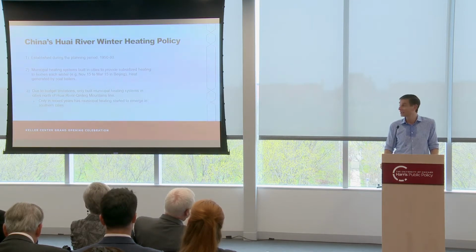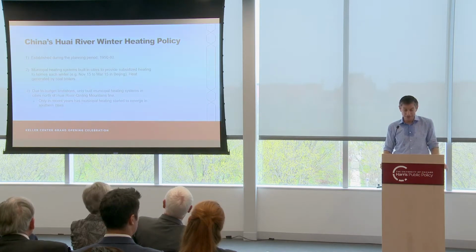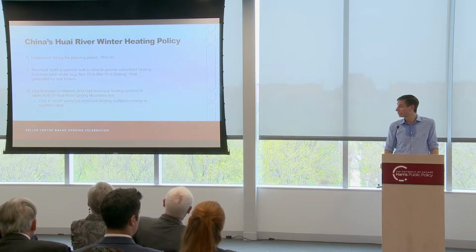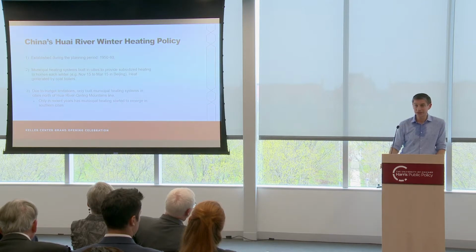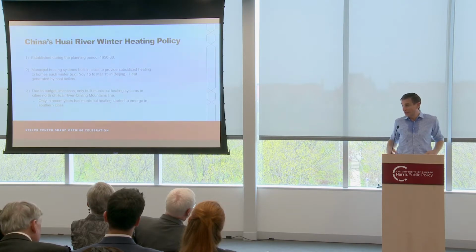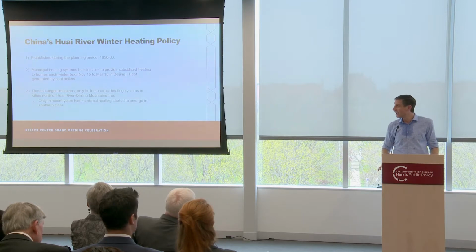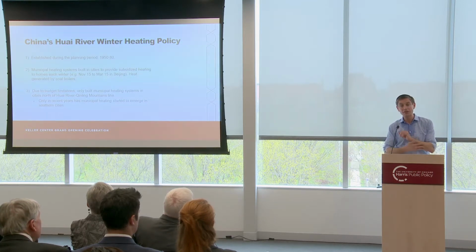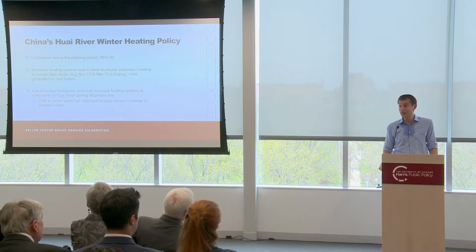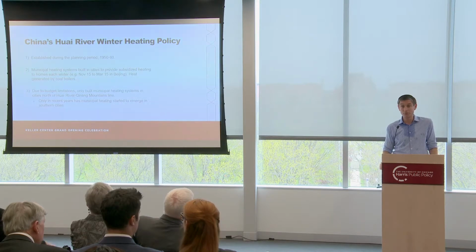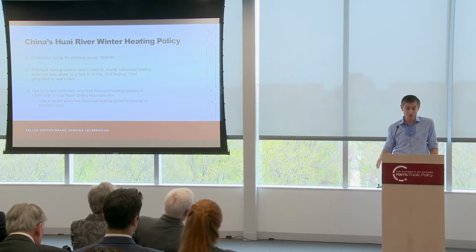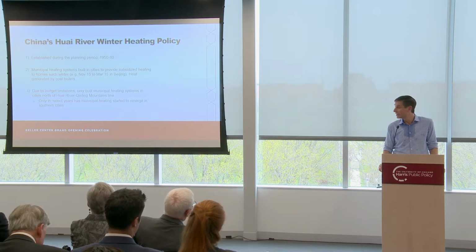somewhat idiosyncratic Chinese policy. That policy was established during the planning period when China was a much less wealthy country than it is today. They didn't have enough money to provide winter heating for everybody, so they did a very arbitrary thing. They drew a line across the middle of the country and said, if you live north of this line, you have free winter heating, and if you live south of the line, you're not allowed to have winter heating. To the north, it was all provided from boilers that run on coal without any real environmental controls.